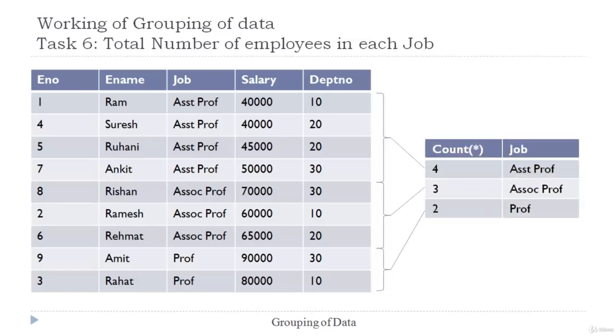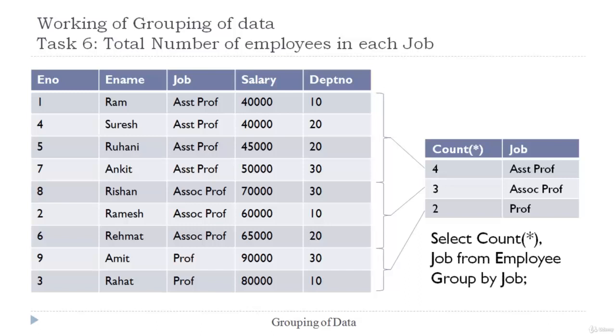Then count function will be applied on each such group to find out the total number of records in each group. You can clearly check there are 4 employees working in assistant professor, 3 employees are associate professor, and 2 are professor. And the query to perform this task is select count, comma job from employee, group by job. So in this session, we have learned about the usage of group by clause, where clause, and order by clause of select statements.